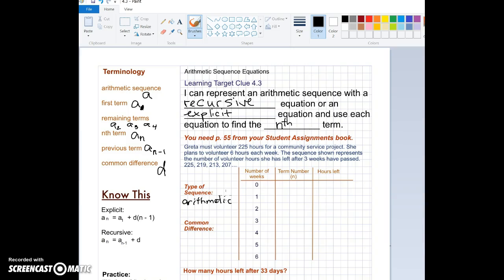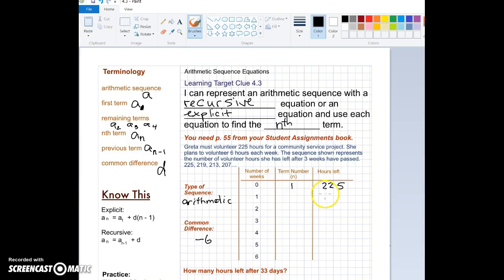And what is the common difference? Well, we subtract 6 each time, so our common difference is minus 6, so let's write that here. All right? Now, these are the number of weeks, and on week 0, she hadn't worked any hours yet, so there were 225 hours left that she still needed to work. And that's our first term, so I'm going to write a 1 there. All right, so that's our first term. Our term number is 1.